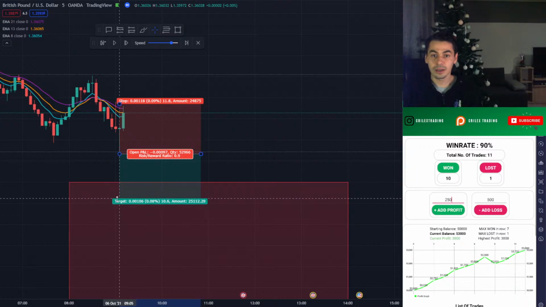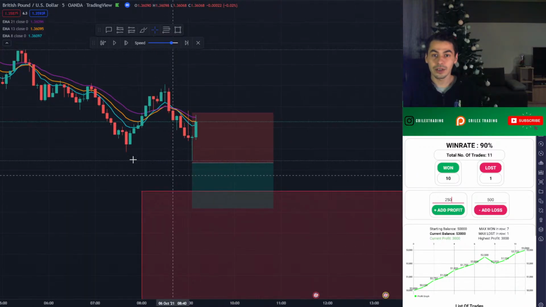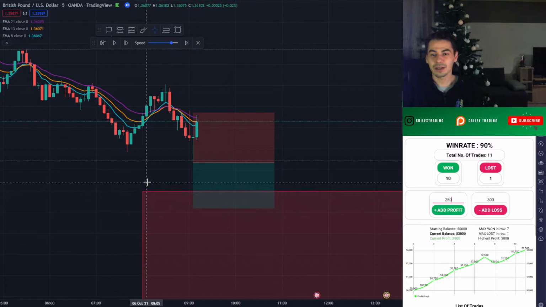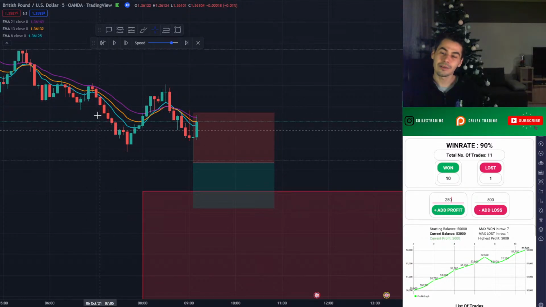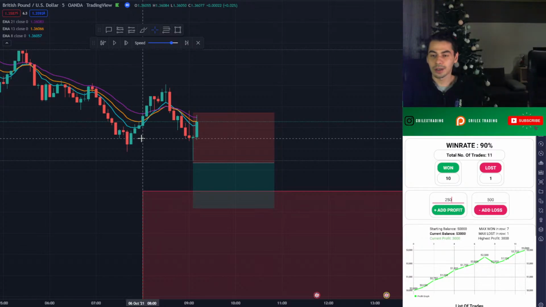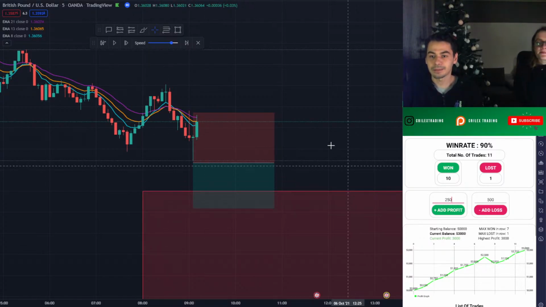No, it's not. You're talking about this trade? Yeah, it's way beyond the red zone because I don't know if you can see these vertical lines. This was actually at 7 o'clock, and the red zone only starts at 8 o'clock. So yeah, you got it.